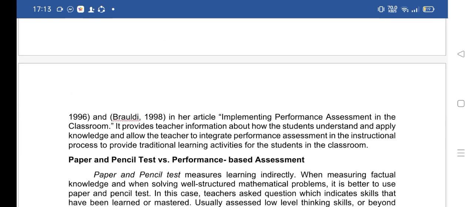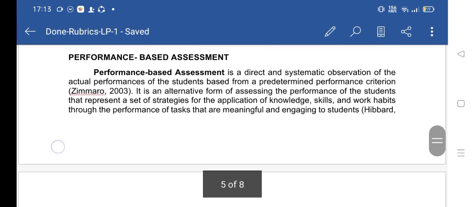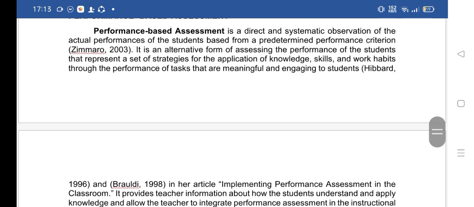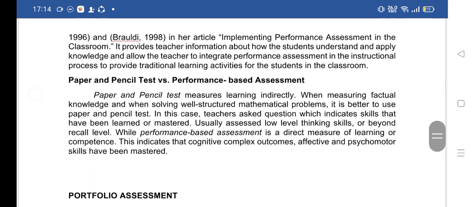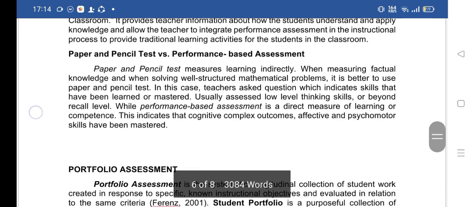Okay, so from the word itself, performance-based assessment, it is an assessment that involves performing, of course. For example, role-playing or any kind of activity that displays skills. In this type of assessment, students' knowledge is not measured through quizzes, multiple choice tests, or any paper and pencil test. Rather, it is measured through performing. Okay, so next is paper and pencil test versus performance-based assessment.